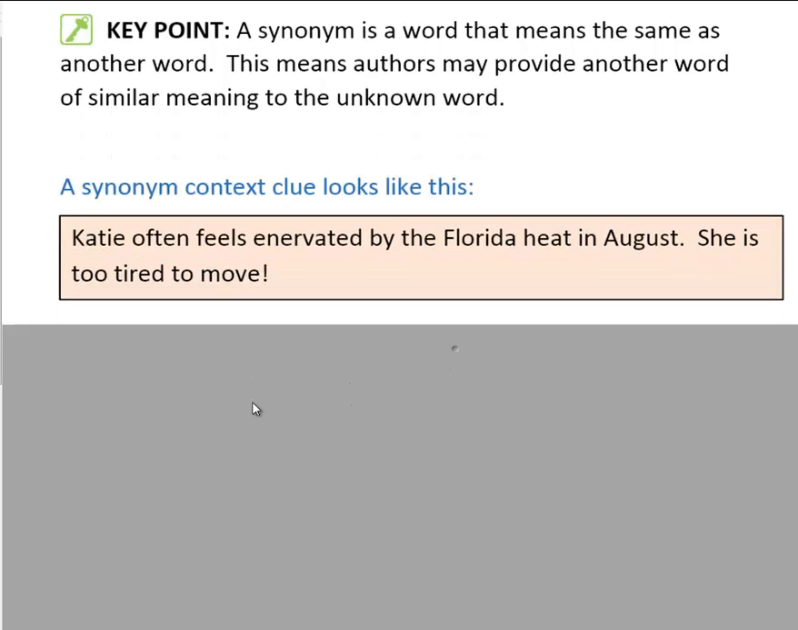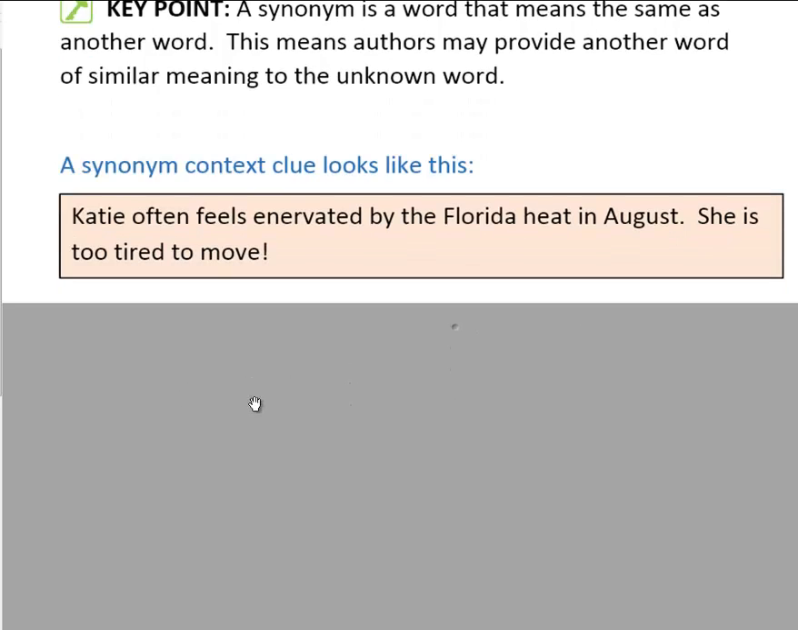Here we have Katie, and Katie often feels enervated by the Florida heat in August. She is too tired to move. So here we have our unknown word, enervated. Now some of you may need only to read right here the part about Florida heat in August, and that might be your big clue as to what enervated means.